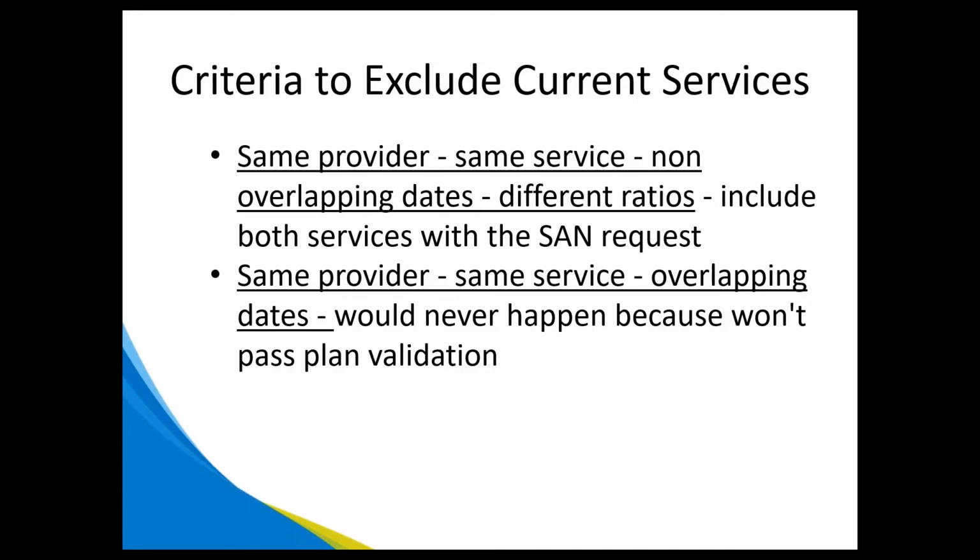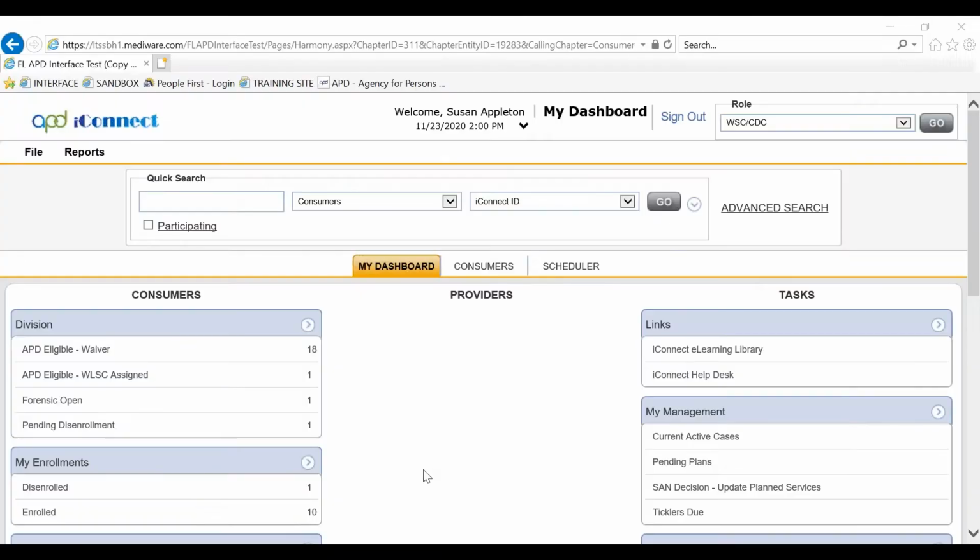Same provider, same service, non-overlapping dates, but with different ratios. The WSC will include both services with the SAN request. Same provider, same service, overlapping dates. This would never happen because it won't pass plan validation.